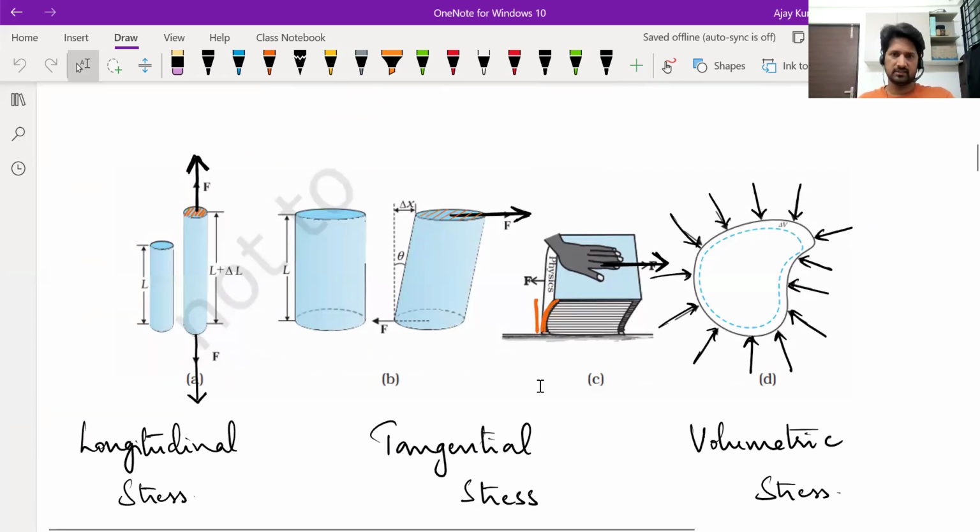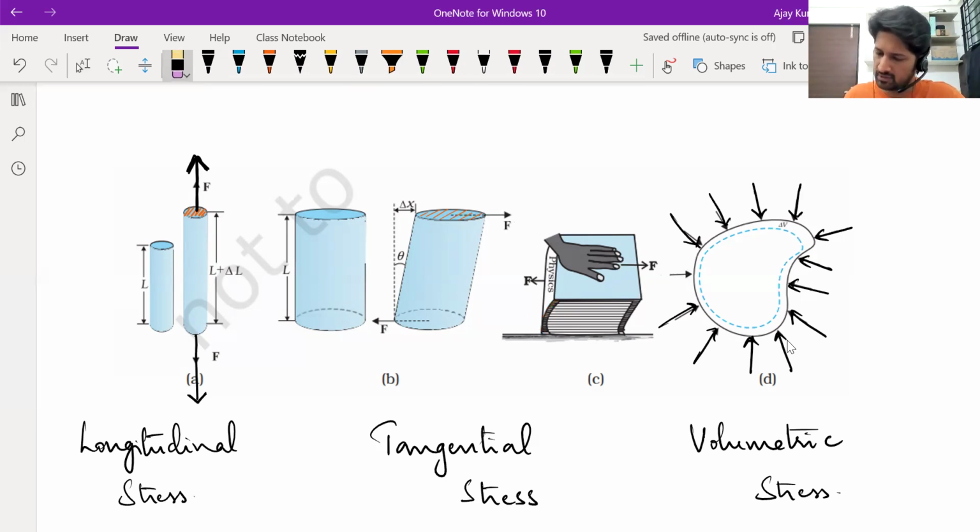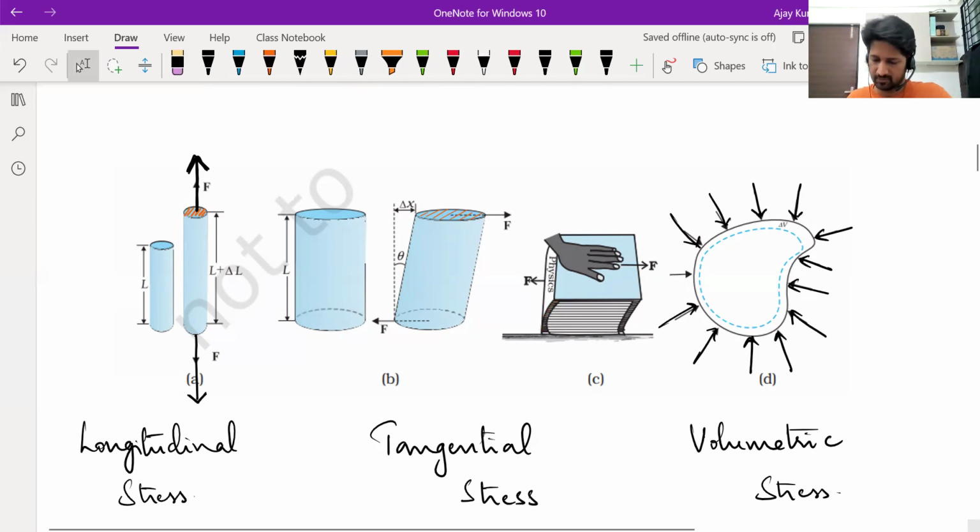Another kind of stress is tangential stress, something that you see in the second and third parts of this diagram, where you apply a force parallel to a surface, parallel to an area of cross section. Let me use these diagrams itself. Just a moment.